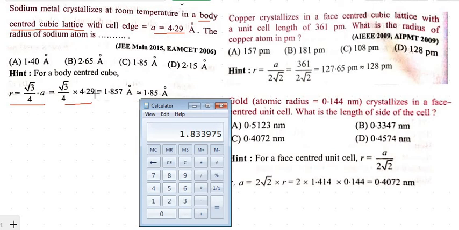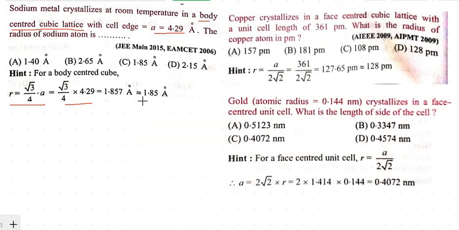There might be an issue regarding this √3 value. They might have taken 3 or 4 digits. That's the reason there is a variation. But you can take it as 1.85, no problem. Okay, so the correct answer is 1.85, and that is answer C.